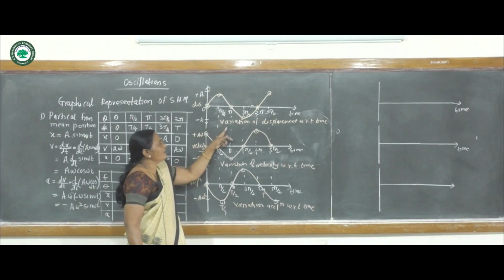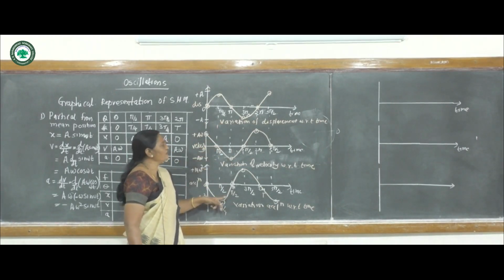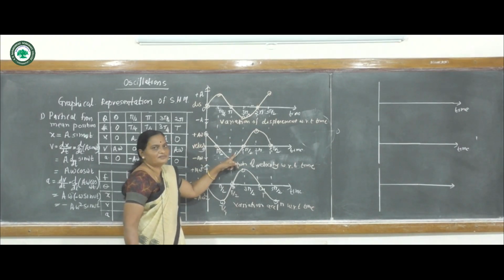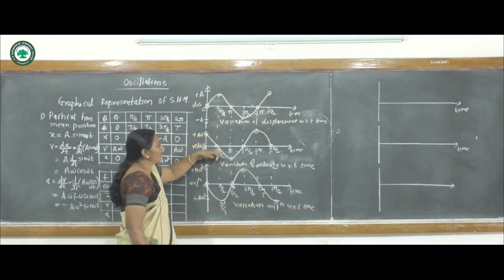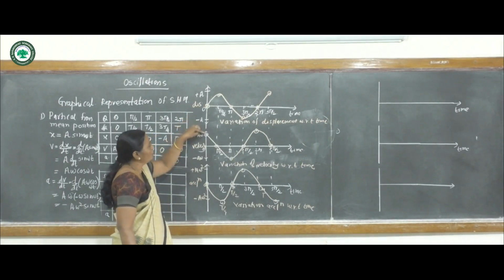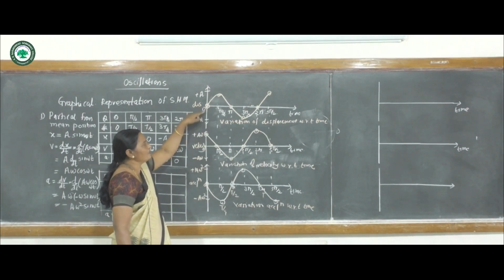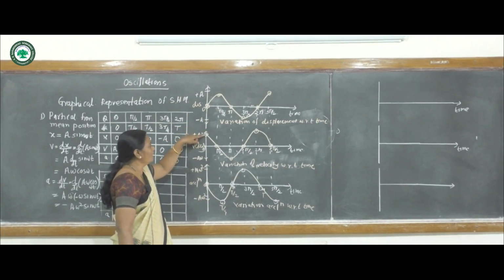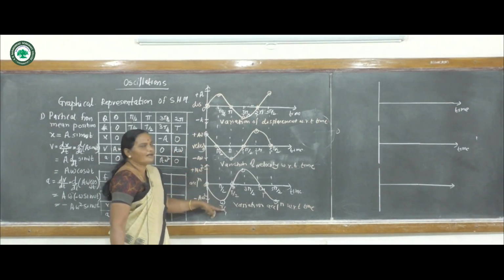Then the displacement shows a sine wave, the acceleration is also a sine function, and the velocity is a cosine function. Now see, between displacement and velocity there is a phase difference of pi by 2, where here it is 0. Again there is a phase difference of pi by 2 between velocity and acceleration.